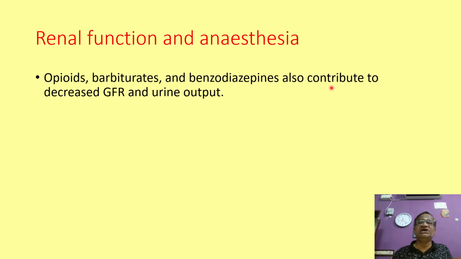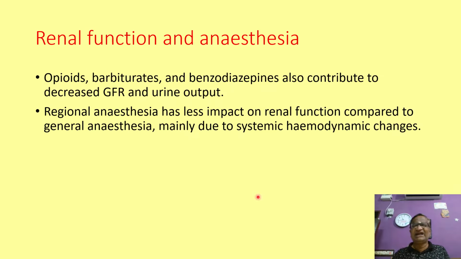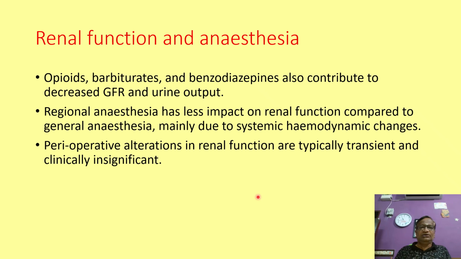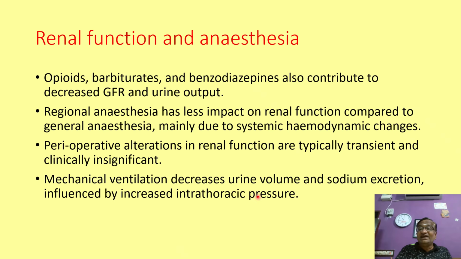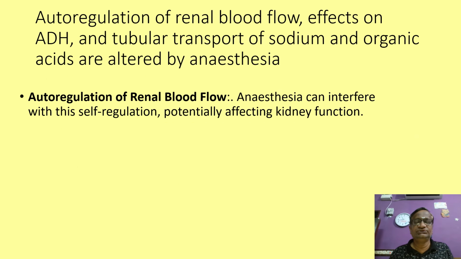Opioids, barbiturates, benzodiazepines also contribute to decrease the GFR and urine output. Regional anesthesia has less impact on renal function, because of the systemic hemodynamic changes. Usually, all these changes are transient, clinically insignificant. Mechanical ventilation can decrease urine volume and sodium excretion, probably due to increased intrathoracic pressure. There is an auto-regulation of renal blood flow also, and anesthesia can interfere with this self-regulation.